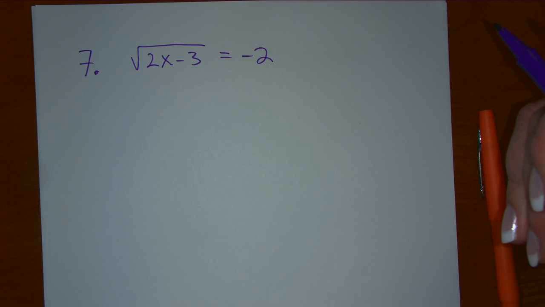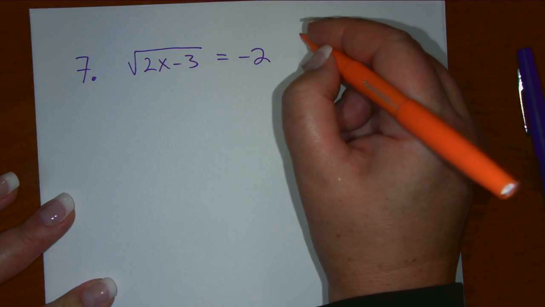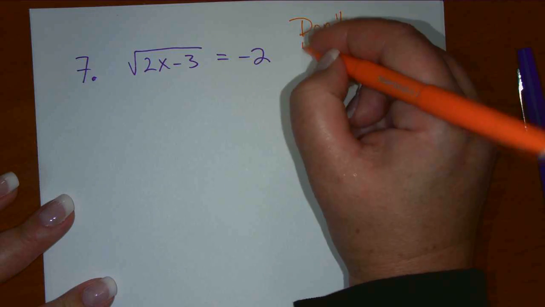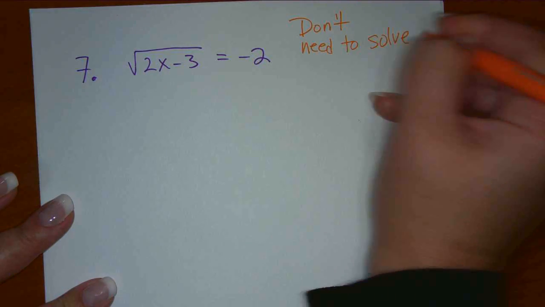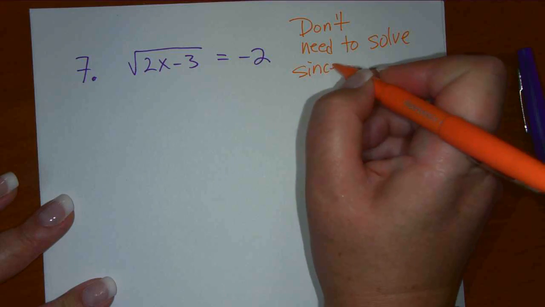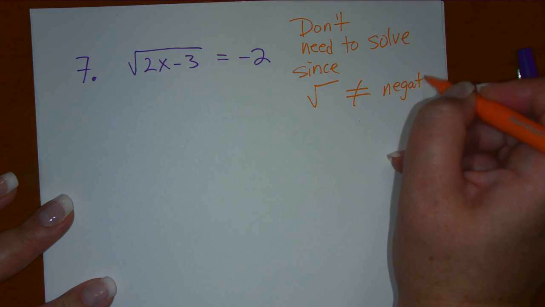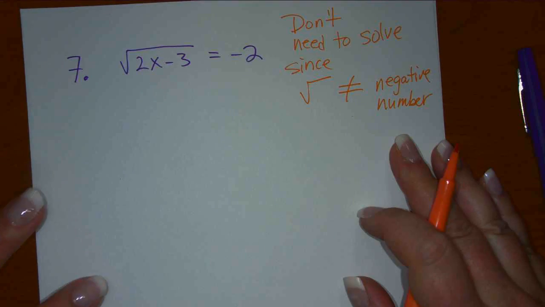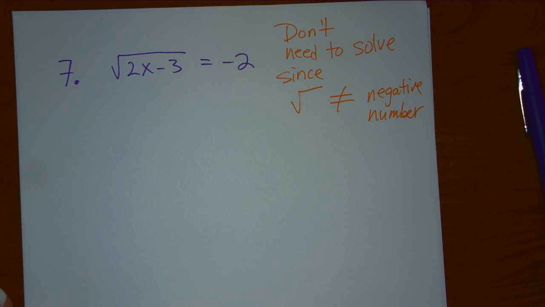It won't work. So let's do it and see. So you don't need to solve this one at all, and you should write that down. Don't need to solve. Why not? Since a root can't equal a negative number. It can't. So you would just say, oh, this is not possible. There's no solution. But let's go through and solve, pretending like we didn't notice that.